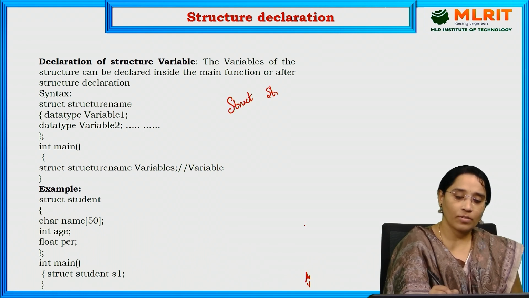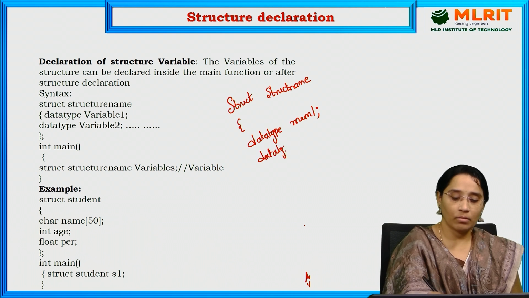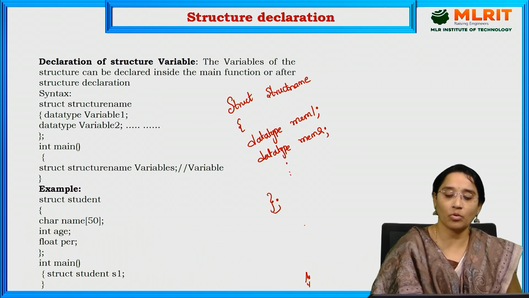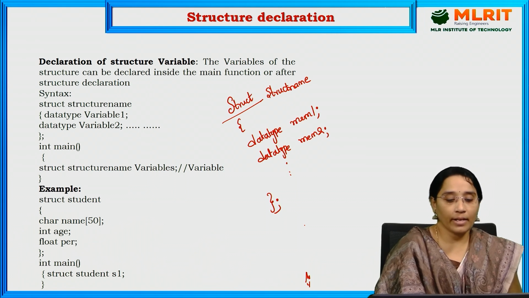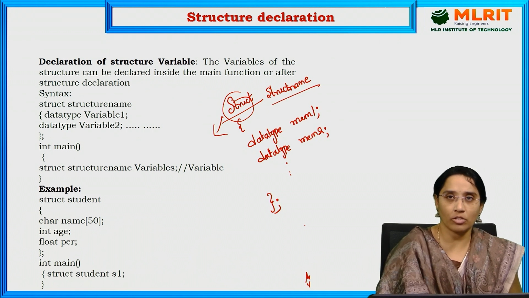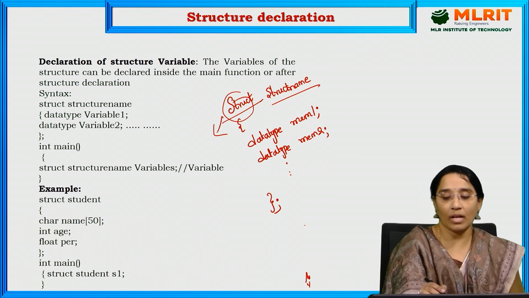So the declaration of a structure is: struct name, data type member 1, data type member 2, and so on, semicolon, brace close and semicolon. So what is it? If you want to declare the details under the structure name, the keyword we have to use is struct and the name of the structure. And what we are doing, we are grouping different data types under one single name. So that name is the struct name.